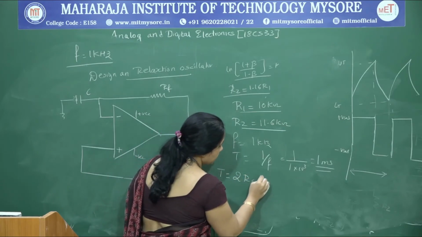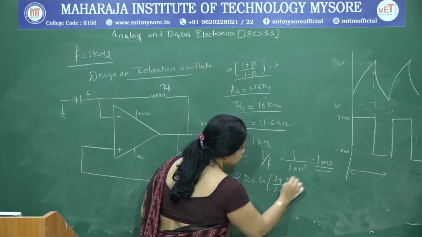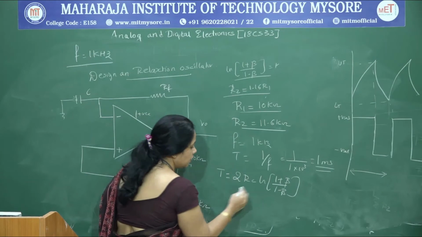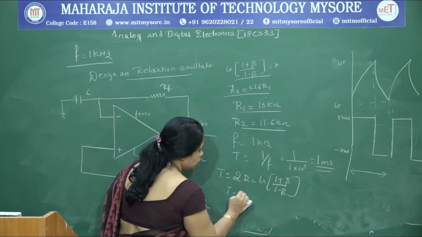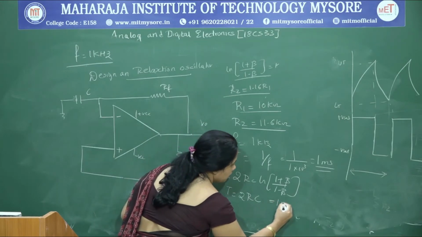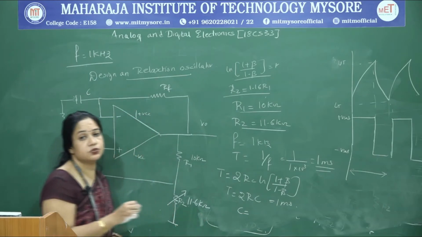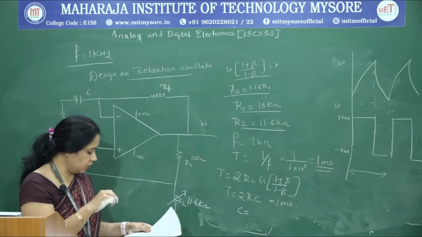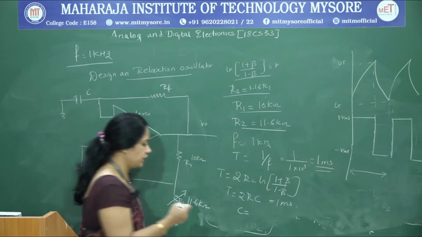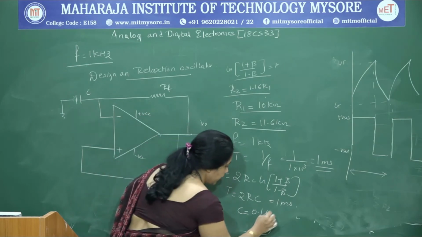So, the time period of the output signal is 1 millisecond, and you are aware that the expression for T is 2 RC times the logarithm of (1 plus beta) by (1 minus beta). But we have chosen the values of R1 and R2 such that this is going to be 1. So, your T is simply 2 RC, which is 1 millisecond. Now, let me choose a value of capacitance depending on availability. You can choose any capacitance value which is less than 1 microfarad. Let me choose a capacitance value equal to 0.1 microfarad.